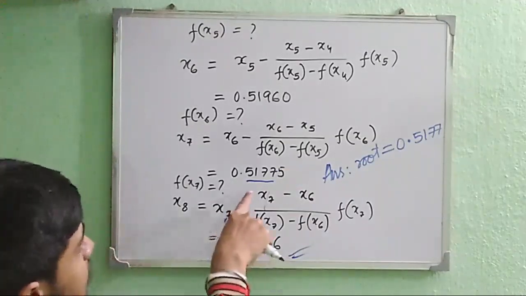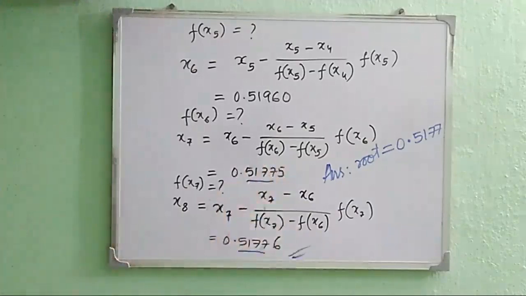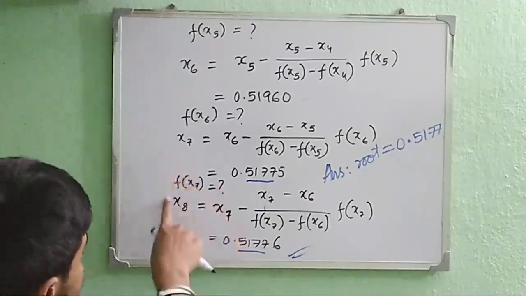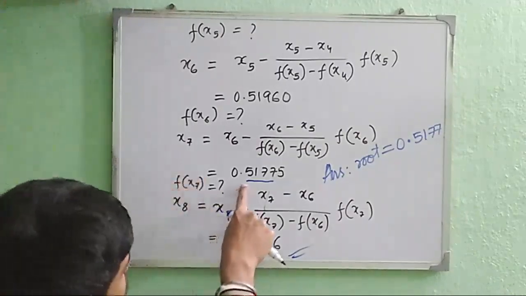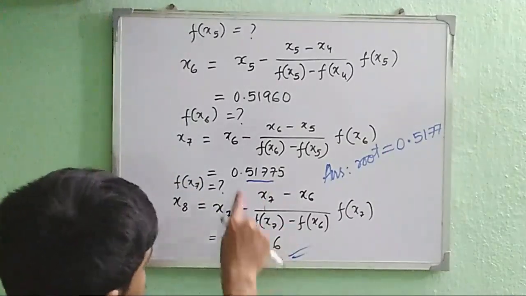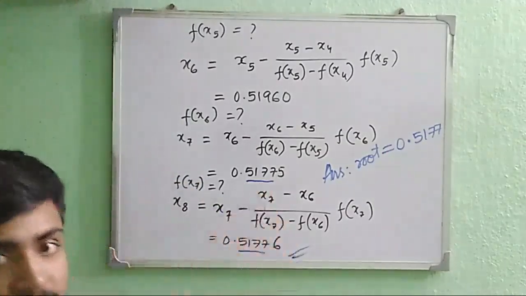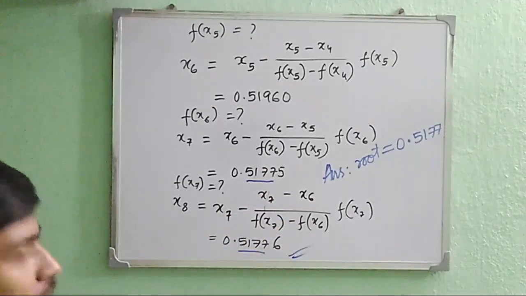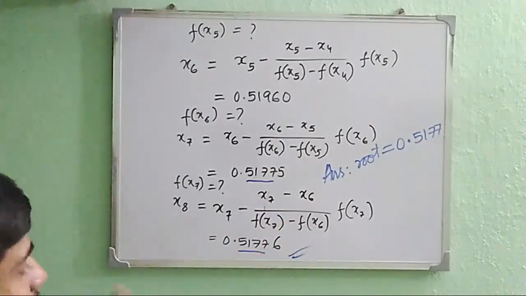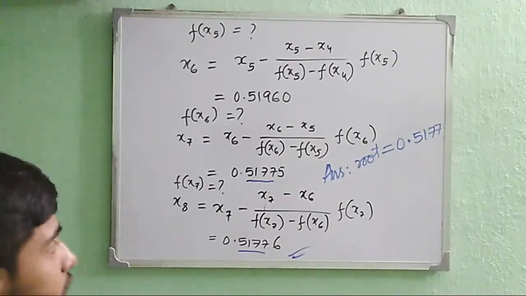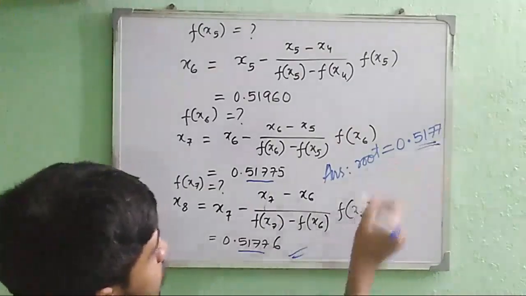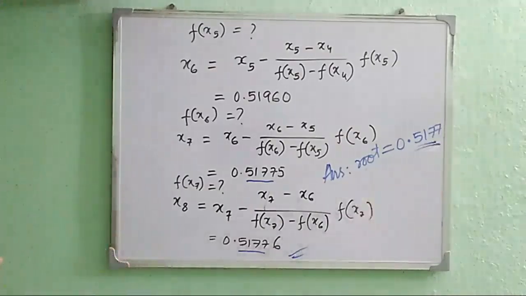For example, here the question was to find the root correct up to 4 decimal places. You can see that two consecutive roots, x7 and x8, have the same values for 4 decimal places, that is 5177. So I have stopped my calculations. You will do the same thing. You will stop your calculation as soon as you get two consecutive values the same for the number of decimal places asked in the question. So this will be our root. This was all about the secant method.